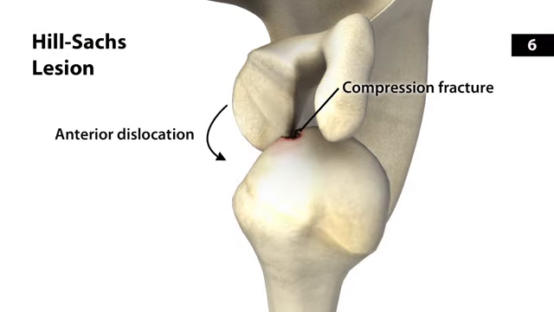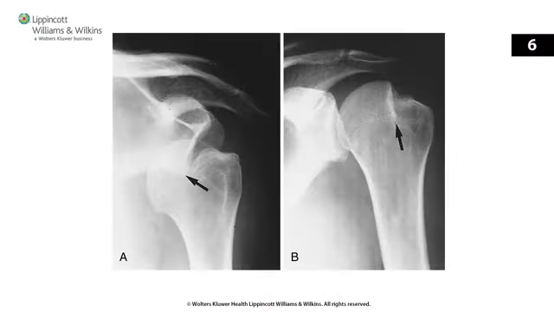Or you could have a traumatic defect of the posterolateral humeral head due to forceful impact against the anterior rim of the glenoid. And that's referred to as a Hill-Sachs lesion. So on the left, you see that the shoulder has become dislocated and the head of the humerus impacts the glenoid rim. And then on the right, after the dislocation has been reduced, you see this prominent vertical white line where that impact fractured the head of the humerus. That's the Hill-Sachs lesion, or the Hill-Sachs fracture.